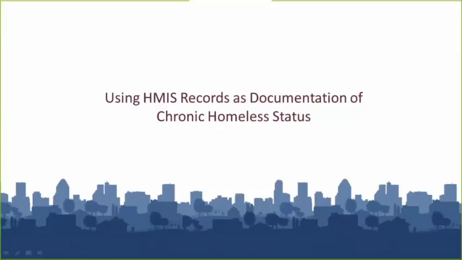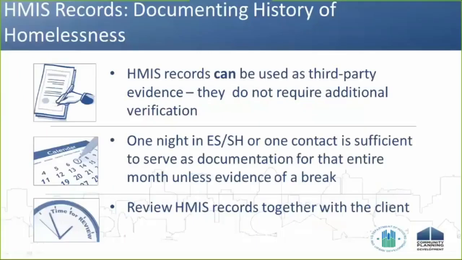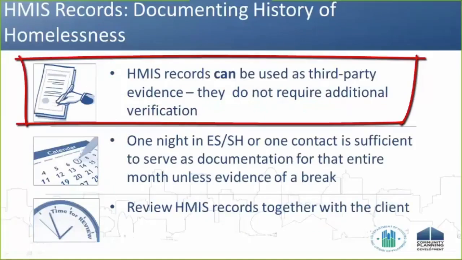So now let's turn to the discussion of how to actually use your HMIS records as third-party chronic homeless documentation. First, just to emphasize, HMIS records of enrollments in an emergency shelter or safe haven or contacts in a street outreach project can and should be used as third-party evidence for documenting chronic homeless status. This is because the actual enrollment data recorded in an HMIS is not the same as the client's self-response to questions about their homeless history.